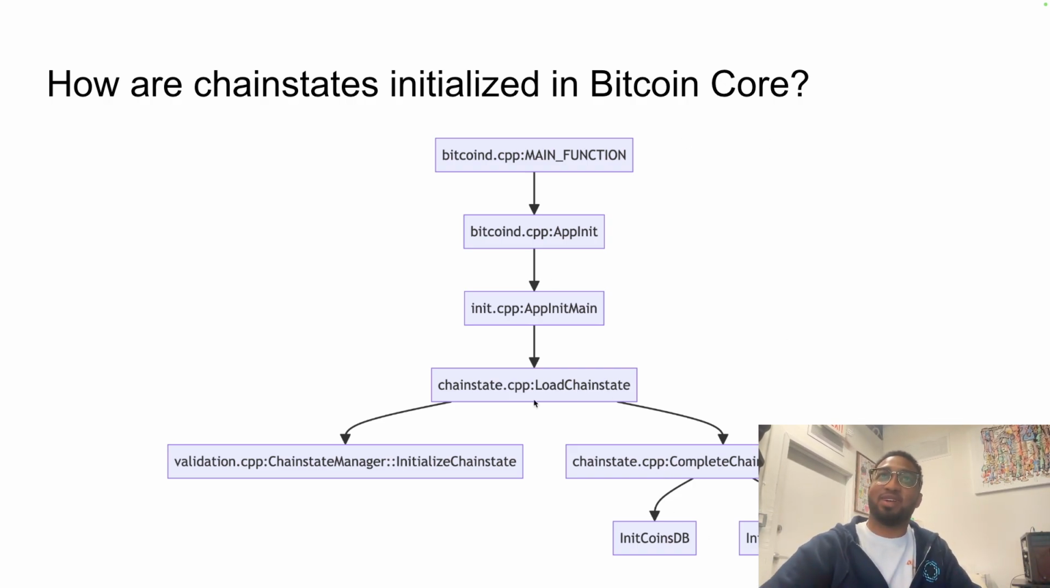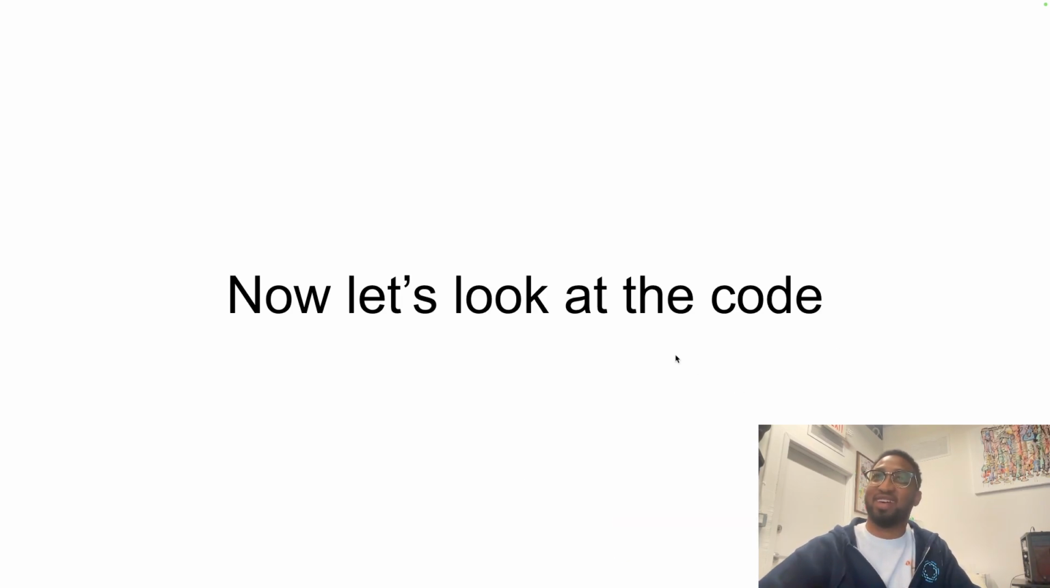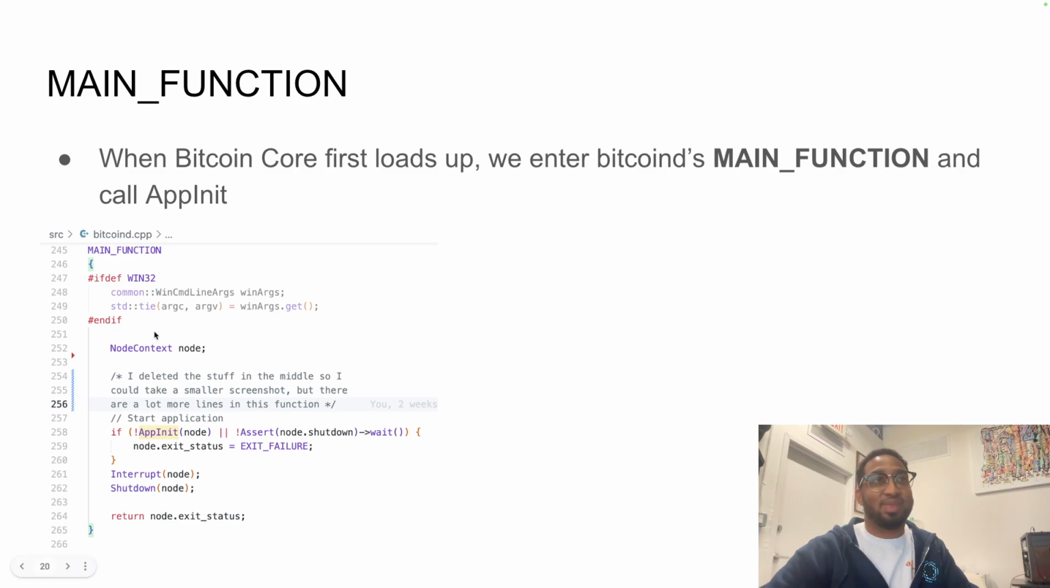Yeah, this diagram kind of makes sense. We can go back to it as I go through the next slides too. So now let's look at the code. And I put in slides, again, these snippets. See, I have these messages. I deleted the stuff in the middle so I could take a small screenshot and confuse you guys less.